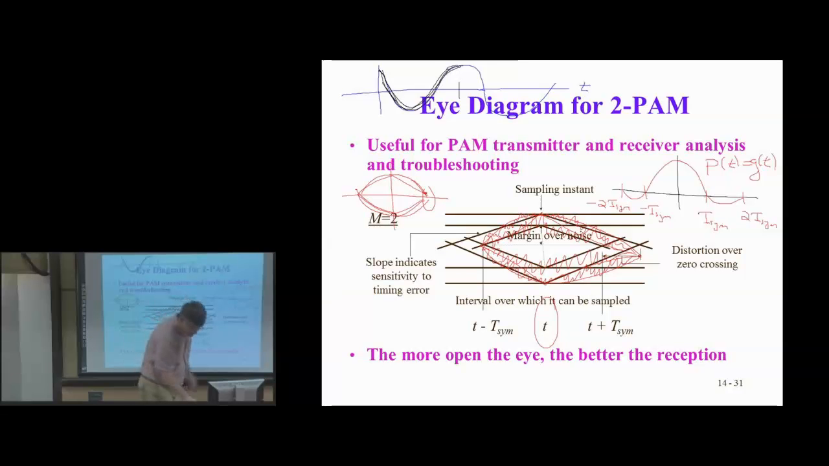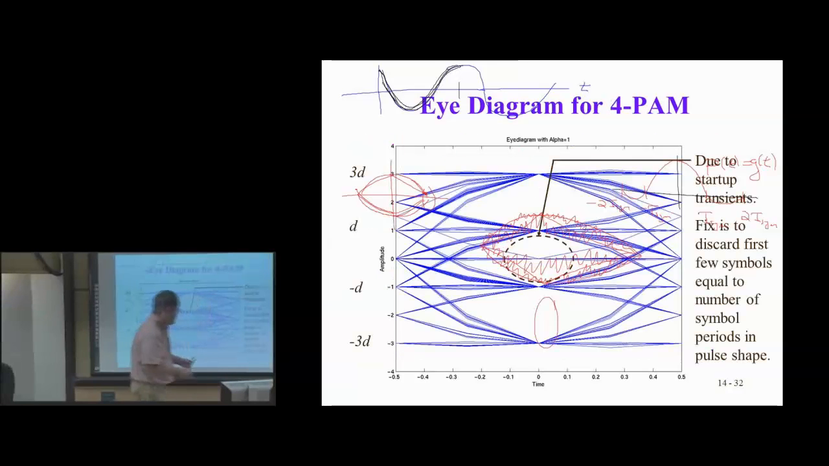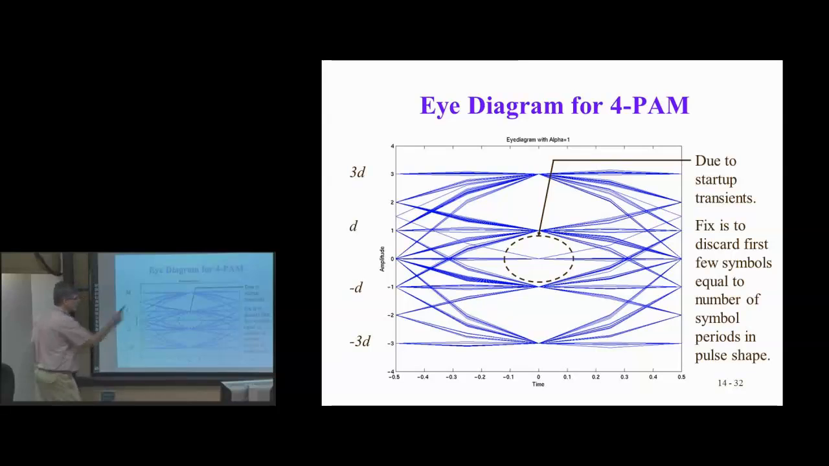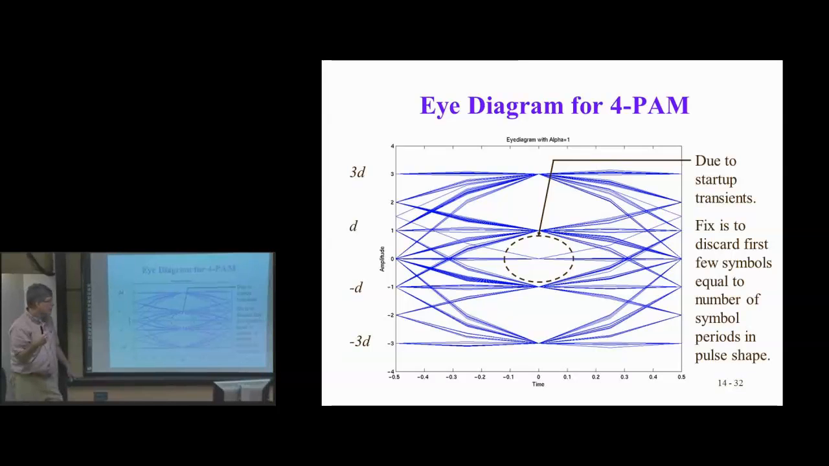Last piece is to generalize this to 4PAM. You'll see 3 eyes now with 4PAM. And if you don't do the eye diagram quite right, you'll see some problems at startup. And this problem at startup is due to what? Delay. Which delay? Group delay. The group delay, once again. It comes back. So basically, you want to throw out the first few symbols equal to the number of symbol periods in the pulse shape. That's the worst case. The group delay would be throw out half the symbol periods in the pulse shape. That's the group delay idea.